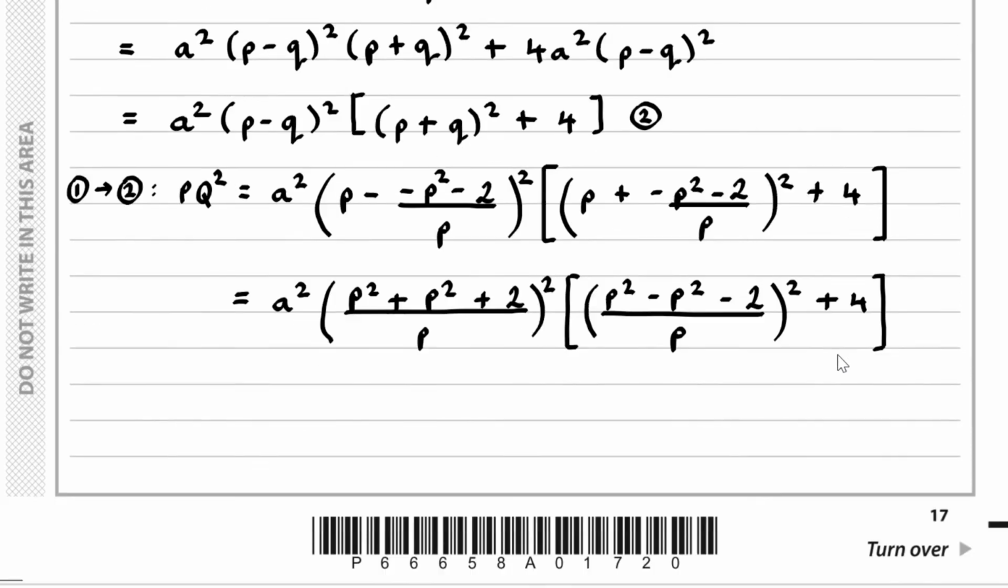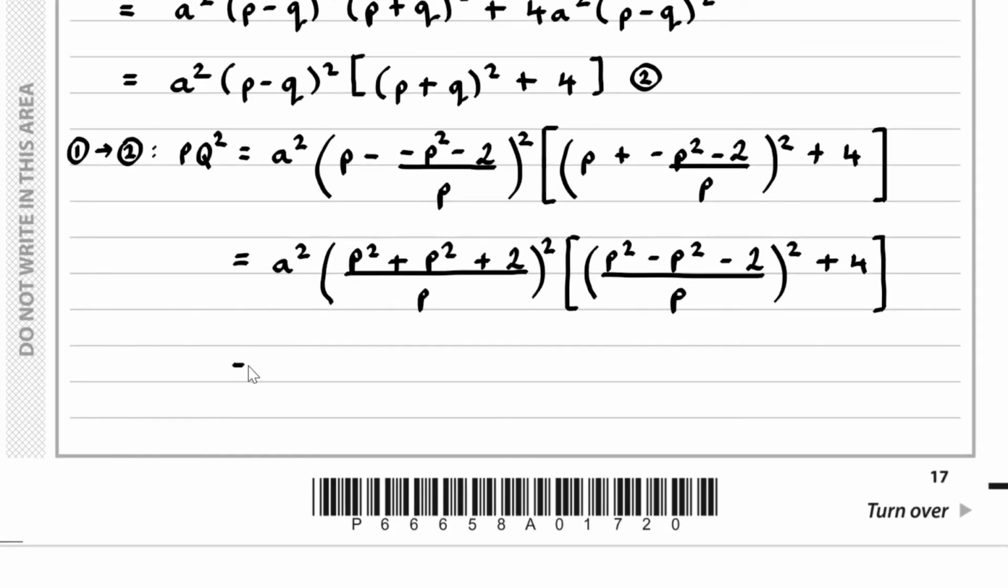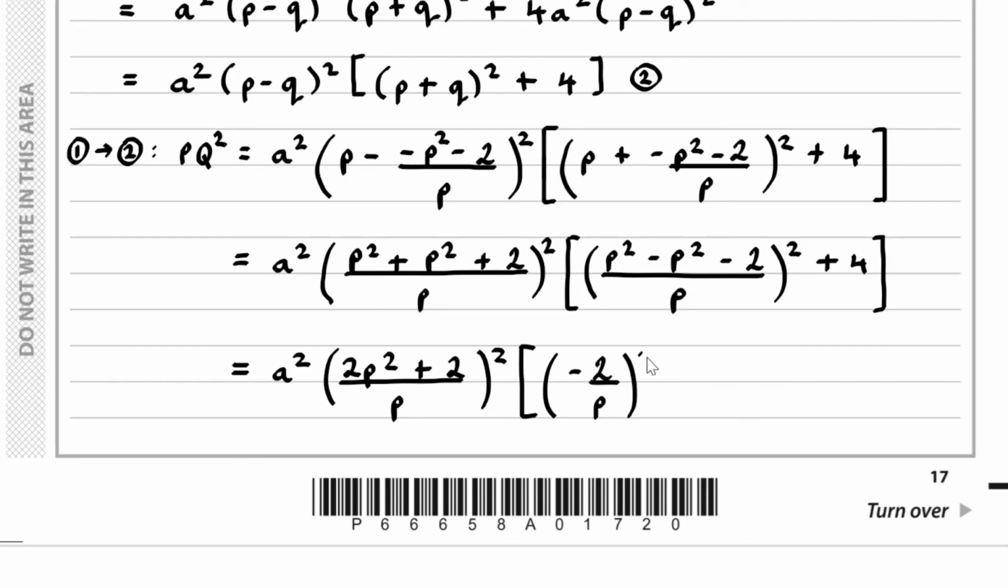So, tidying this up even further, we have a squared, lots of 2p squared plus 2 divided by p squared, and then inside this bracket we have minus 2 over p squared plus the 4.